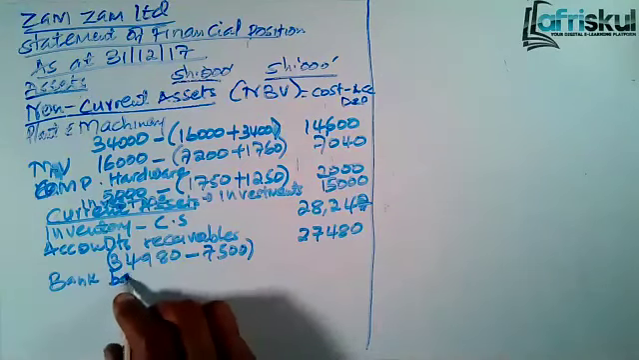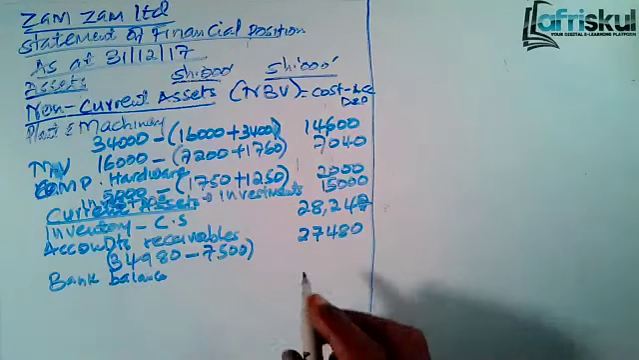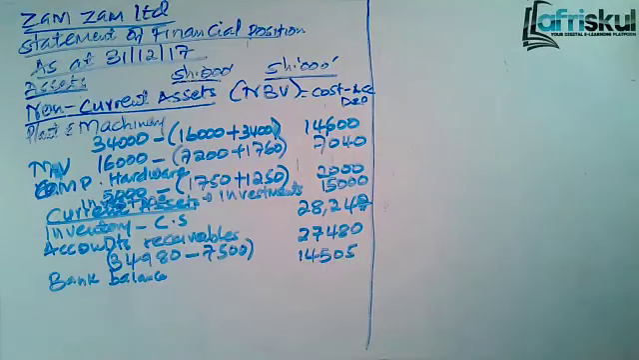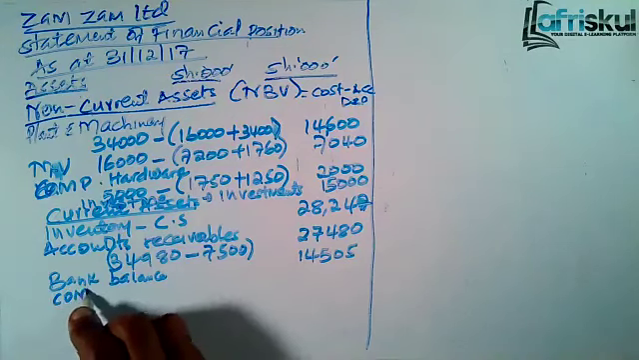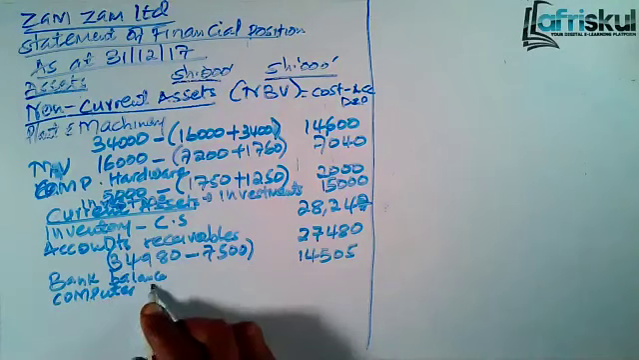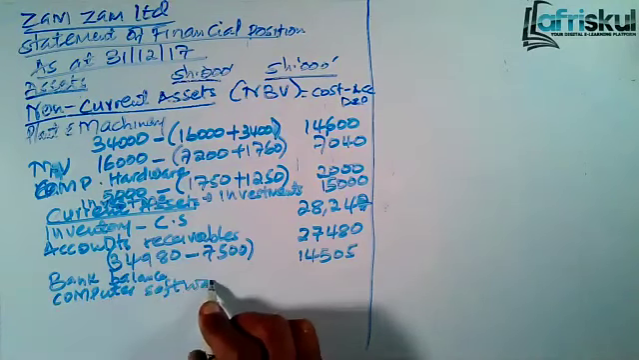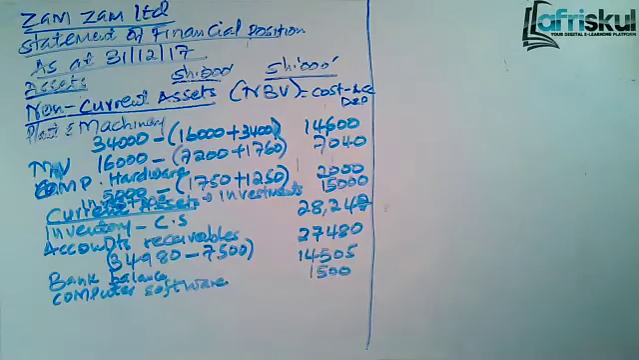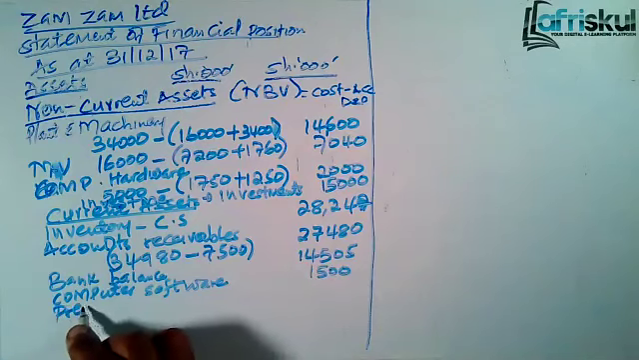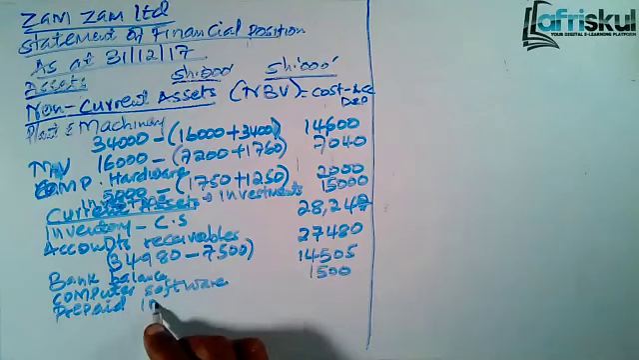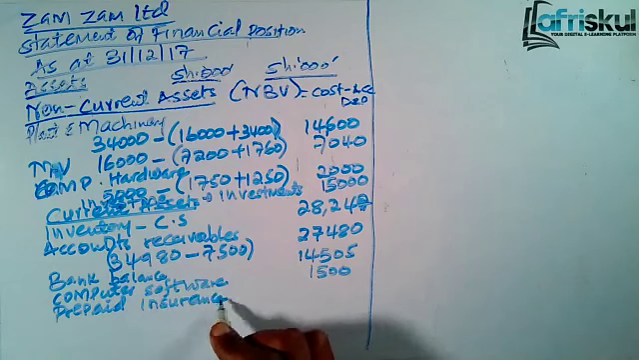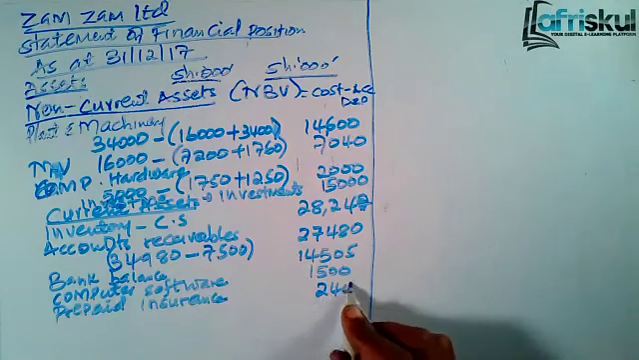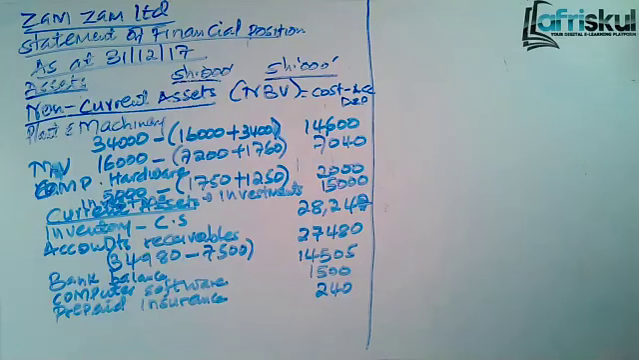Now we have also the bank balance, which on the trial balance is 14,505. The next one, we've been given computer software, which is a program. So for the computer software, this is also a current asset, and the value given on the trial balance is 1,500. And the last one, I said prepaid insurance, it was paid for the next period, and therefore if you need that cash, you can be refunded the money. Therefore, that is why we are taking it as part of the current assets.